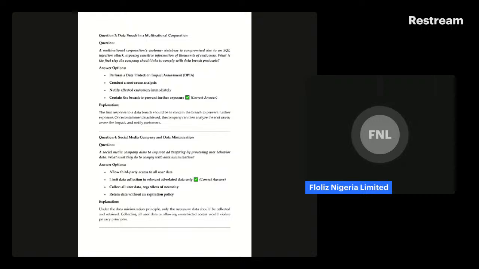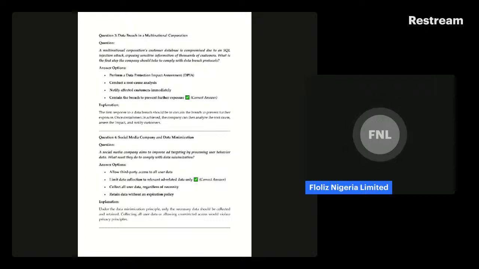Then you also have a multinational corporation whose customer databases were compromised due to an SQL injection attack, exposing sensitive information of thousands of customers. What is the first step the company should take to comply with data breach protocol? This was also another topic we treated in the course of the training, data breach. So now you have options like perform a data protection impact assessment. This is not the answer because this should have been done prior to the data breach. You understand? Then conduct a root cause analysis.